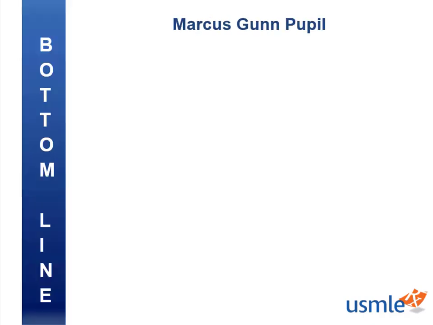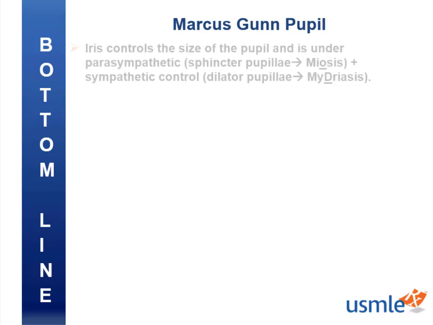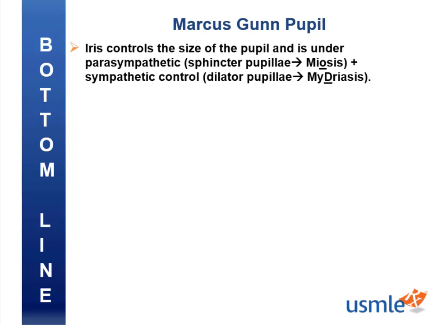Thank you for sticking with me throughout this lecture. Here are a few key takeaways I want to make sure you know for test day. Understand that the iris controls the size of the pupil and is under parasympathetic control, which causes miosis or pupillary constriction via the sphincter pupillae, as well as sympathetic control, which causes mydriasis or pupillary dilation via the dilator pupillae.